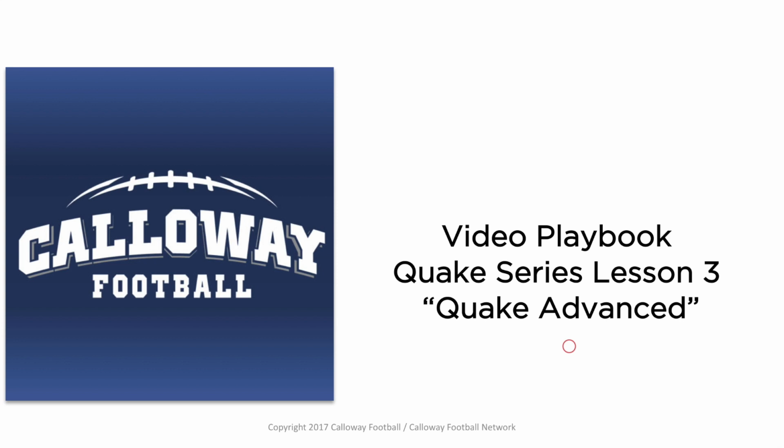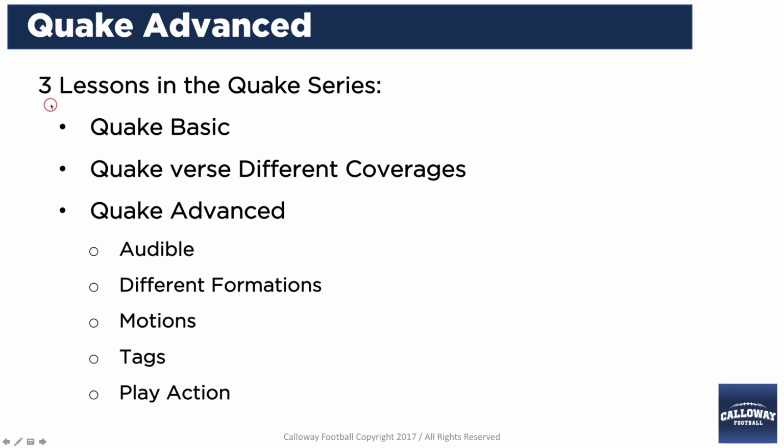All right, coaches, this is the Callaway Football Video Playbook. This is the Quake series of lessons. This is lesson 3 in the Quake series, a lesson that we call Quake Advanced. As I mentioned, there are 3 lessons in the Quake series. We have Quake Basic, that's lesson number 1. Lesson number 2 was Quake versus different coverages. And today's lesson is Quake Advanced, where we're going to cover how to run the play Quake, first off with audibles from the line of scrimmage. Then we're going to look at how to run Quake out of different formations, using motions, using tags, and play action.